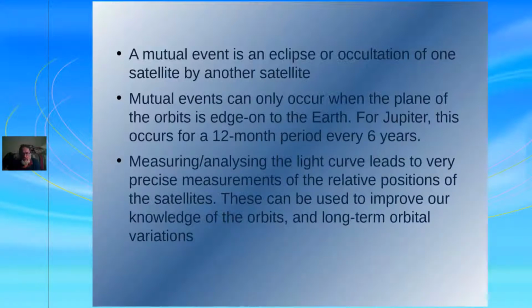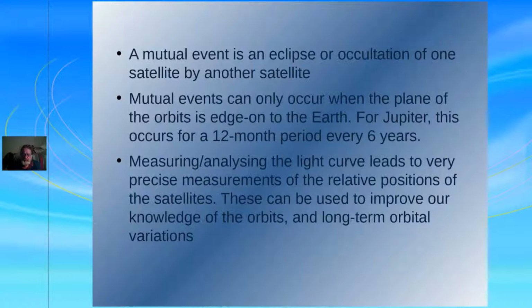A mutual event is an eclipse or occultation of one satellite by another satellite. They only occur when the plane of the orbit is edge-on to the Earth, and that occurs for Jupiter for about a 12-month period every 6 years. For Saturn, you get about a 12-month period every 14 years. Uranus has a rather longer period.